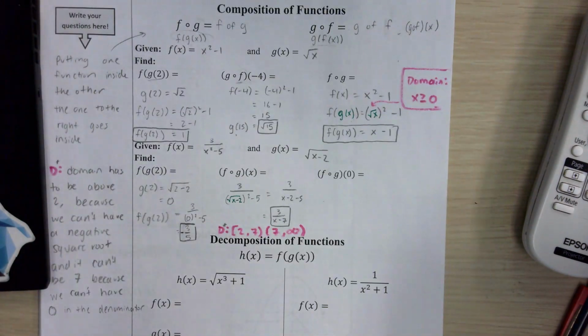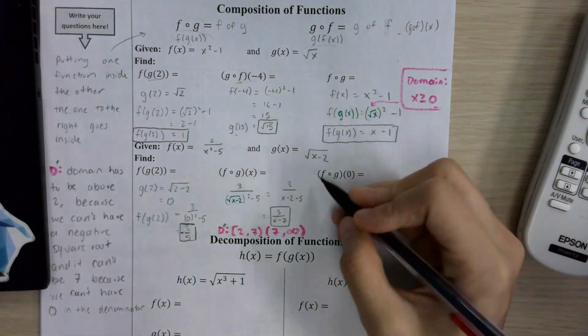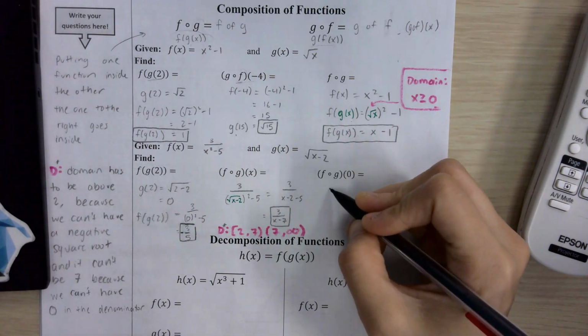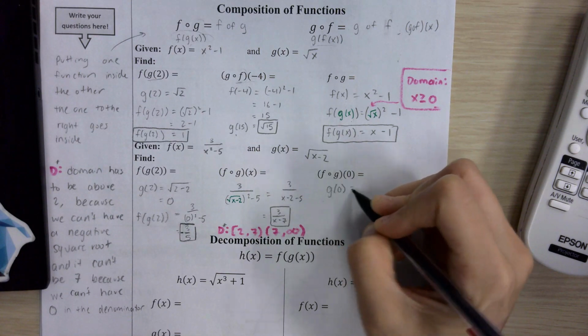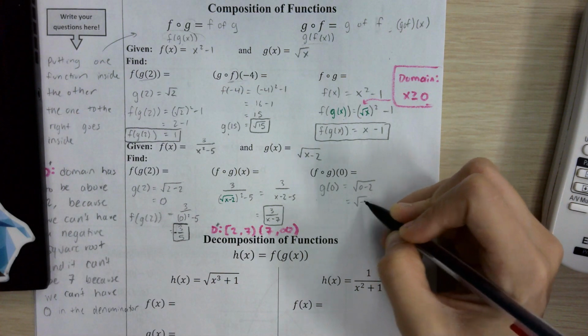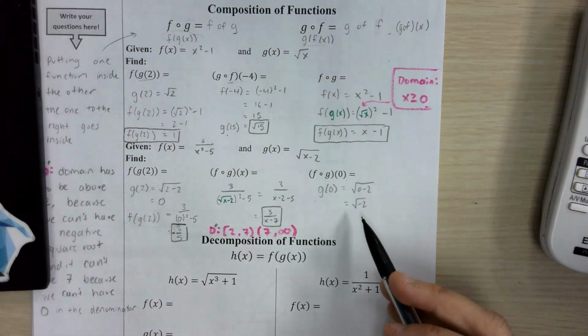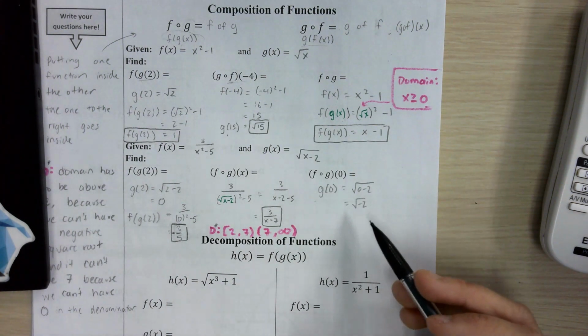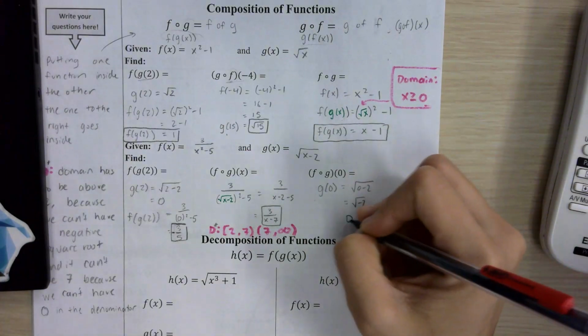Alright, and then finally f of g of 0. We're going to start with g of 0. We have square root of 0 minus 2 equals square root of negative 2. Well, we already noticed that we weren't allowed to have a negative square root. So this one actually does not exist.